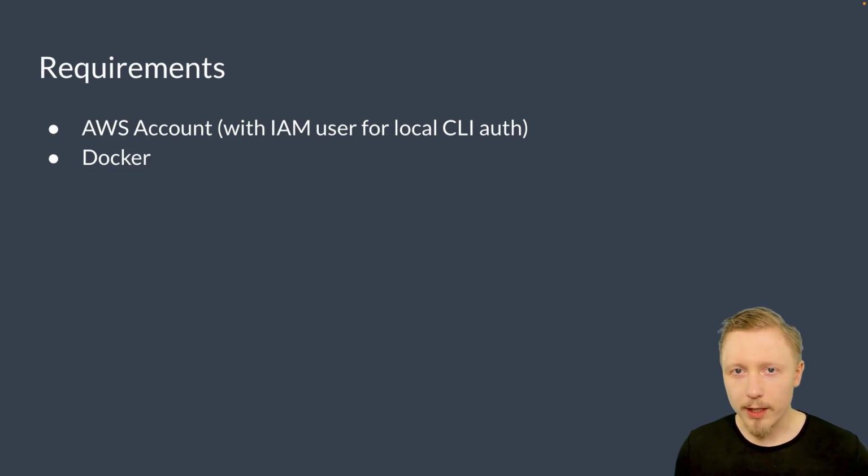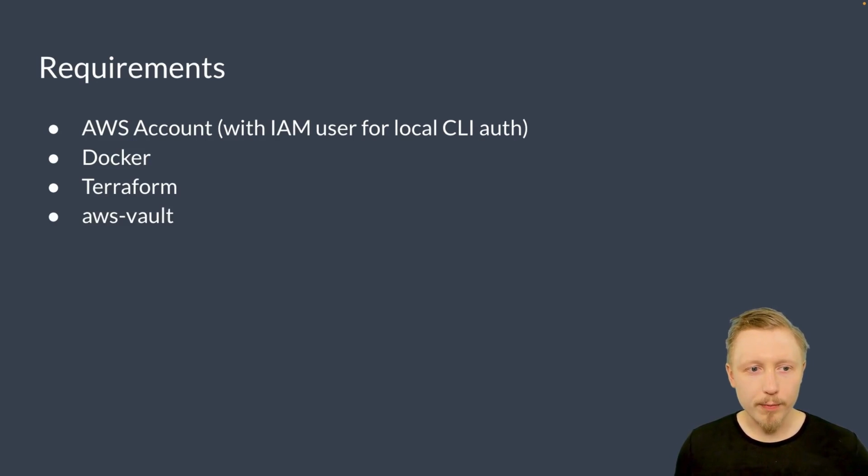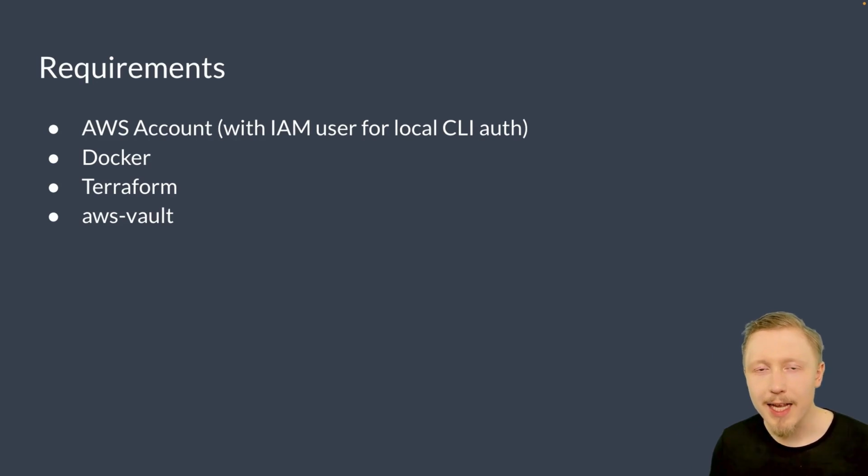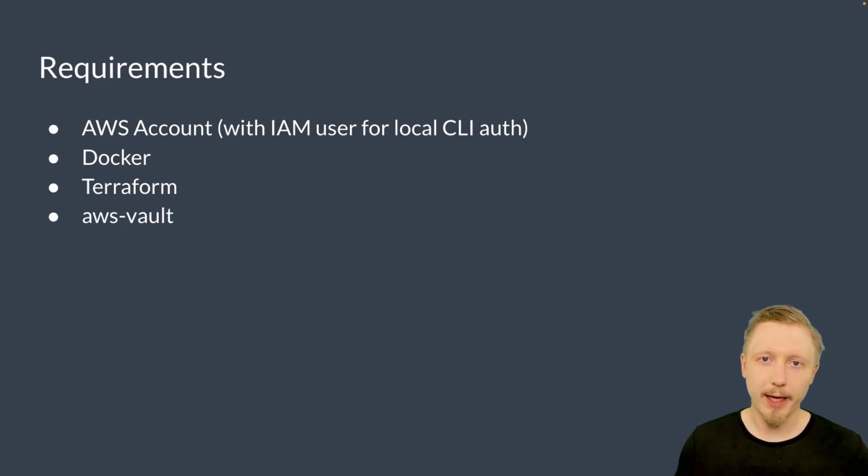You're going to need Docker installed, Terraform, AWS Vault, which is kind of optional. That's the way that I like to authenticate my local AWS command line interface with AWS. If you don't use AWS Vault, then you can just use the environment variables or the AWS single sign-on command that comes with the AWS CLI. But I recommend AWS Vault. It's a really nice way to manage your credentials in a secure way that lets you keep them in an encrypted store on your machine as opposed to just plain environment variables.